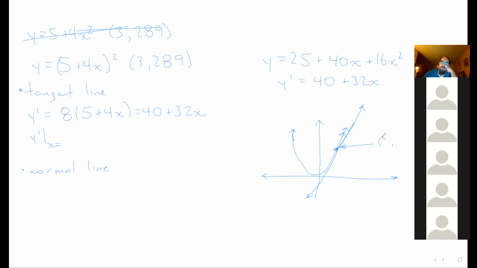3 and 289. Right. So that's the point I care about. What x value do I need to evaluate my derivative at? 3. So that'll give me the slope, 40 plus 32 times 3, which I think is 136.